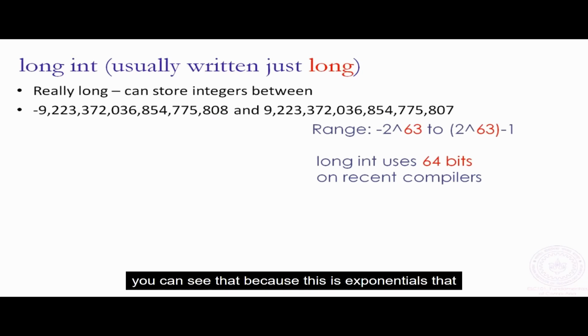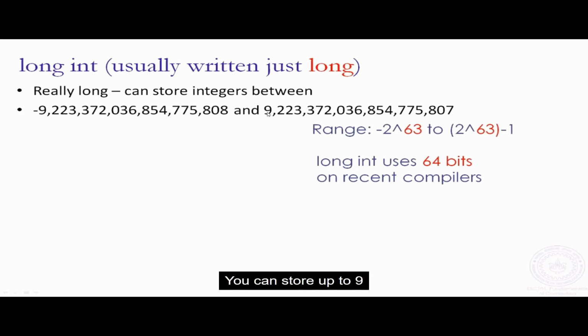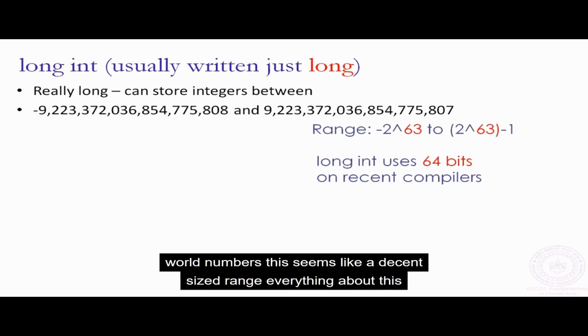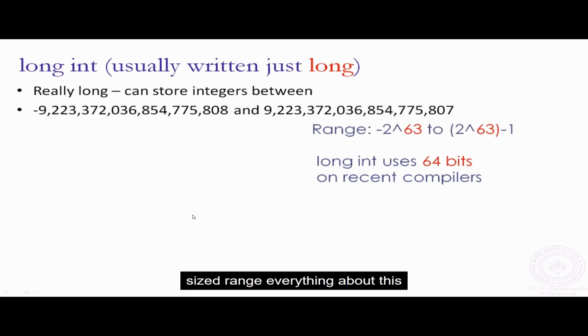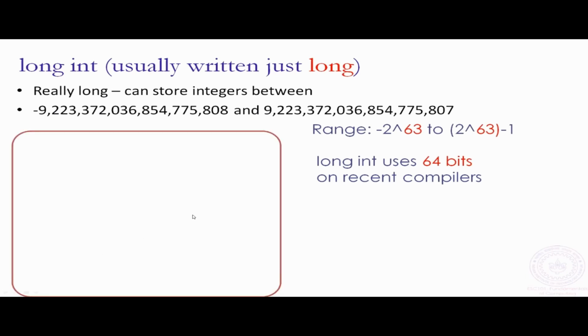to 2 to the 63 minus 1. And you can see that because it is exponentials that we're talking about, the expansion in range is actually considerable, such that you can store numbers in the range of not billions, not trillions, not quadrillions. You can store up to 9 quintillion. And this is pretty good. And for real world numbers, this seems like a decent sized range. Everything above this can be approximated.